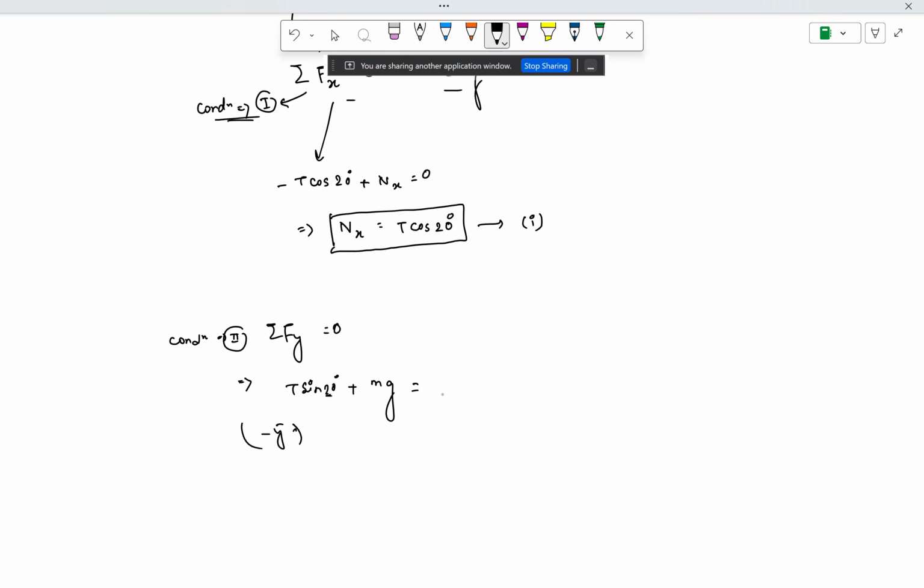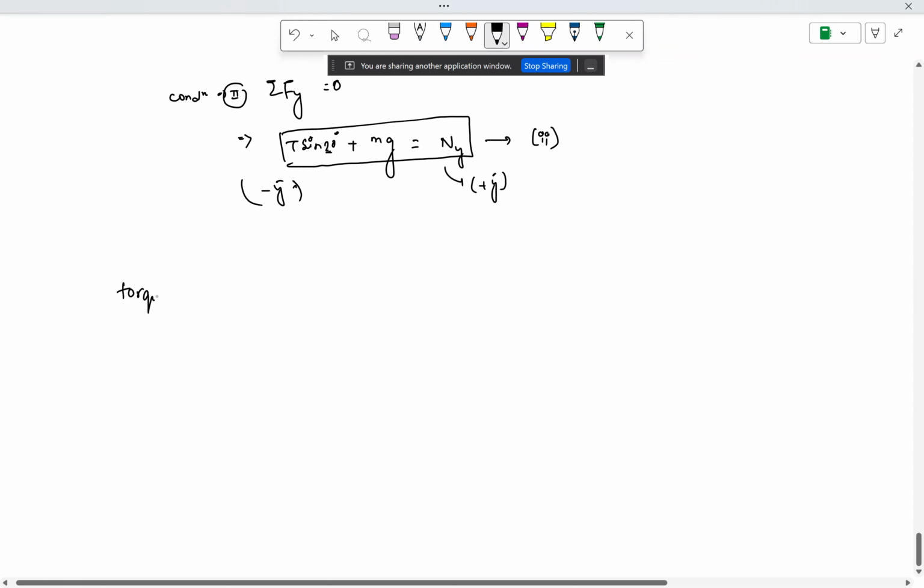This is balancing out with the plus y cap directional force of the contact force, which is Ny. These are cancelling out or balancing out each other. So this is condition number 2, giving us equation number 2. Now force balance conditions are already used up.